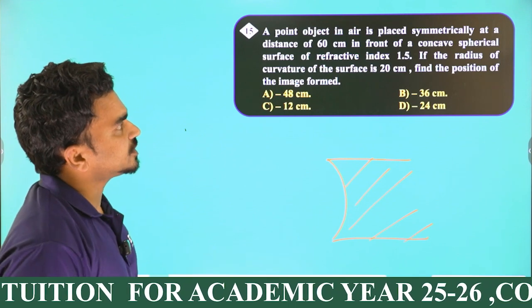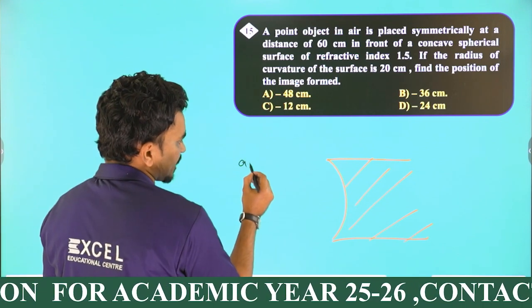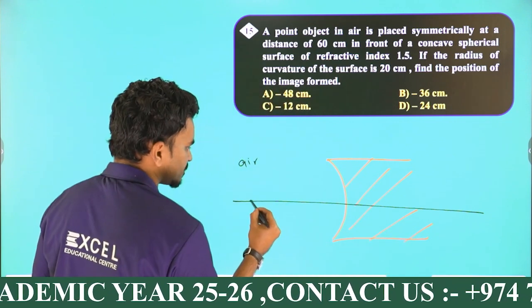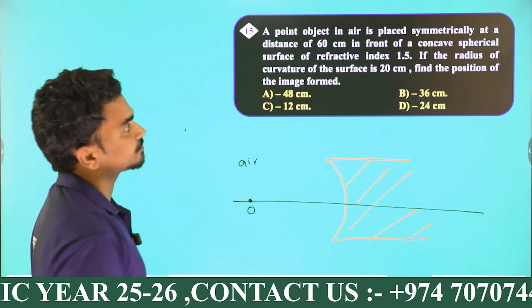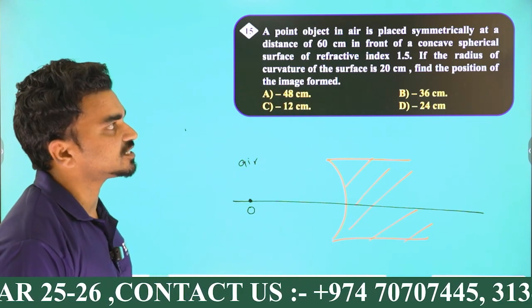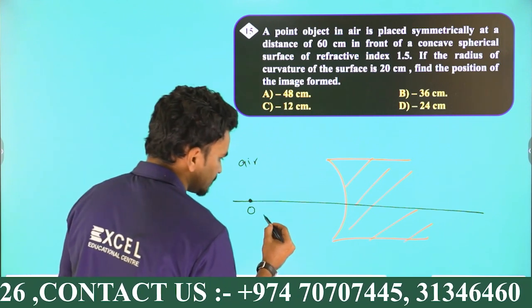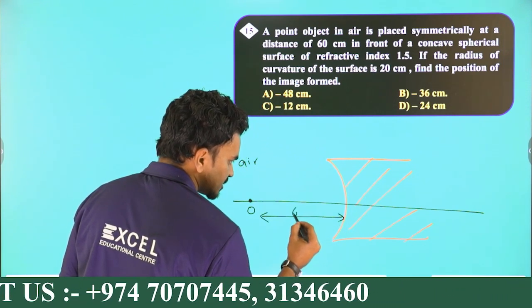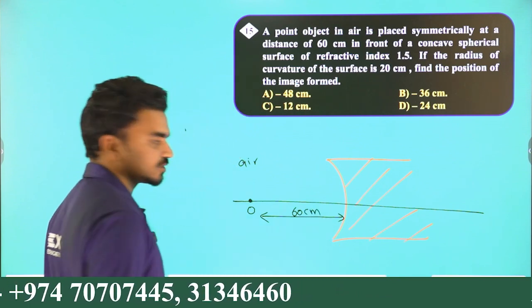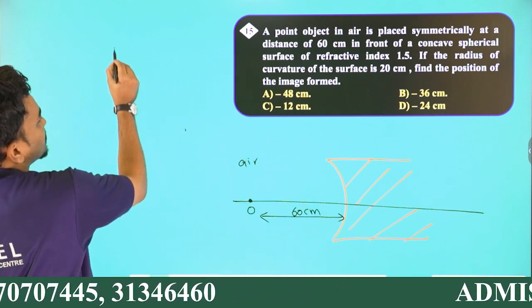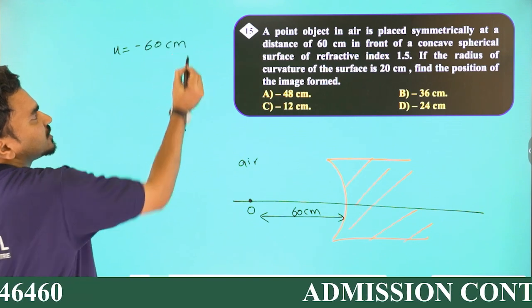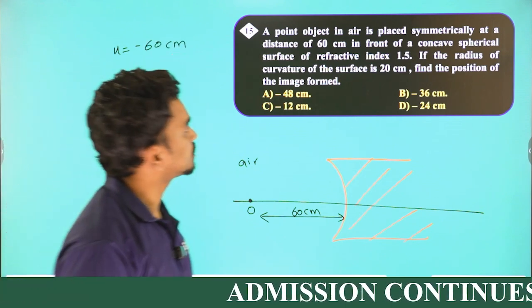An object is placed in air, so here it is air. Let me draw the principal axis. The object is here, at a distance of 60 centimeter. So this gap, 60 centimeter from the spherical surface, is the object distance, right? Object distance is always negative. So it is negative 60 centimeter, no doubt.